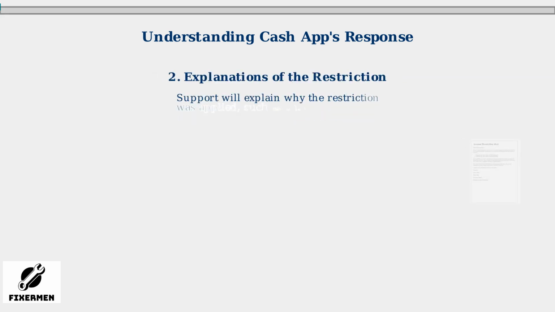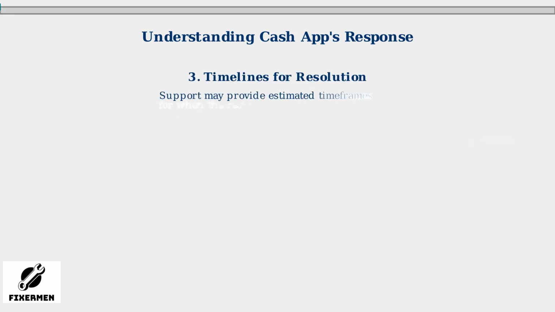The second type is an explanation of the restriction. Cash App support will provide details about why your account was restricted. This could be due to suspected fraudulent activity, violations of their terms of service, or incomplete account verification. The explanation helps you understand what triggered the error code 2001. The third type of response includes timelines for resolution. Cash App support will often give you an estimated time frame for when the restriction might be lifted. This could range from a few hours for minor issues to several business days for more complex verification processes.